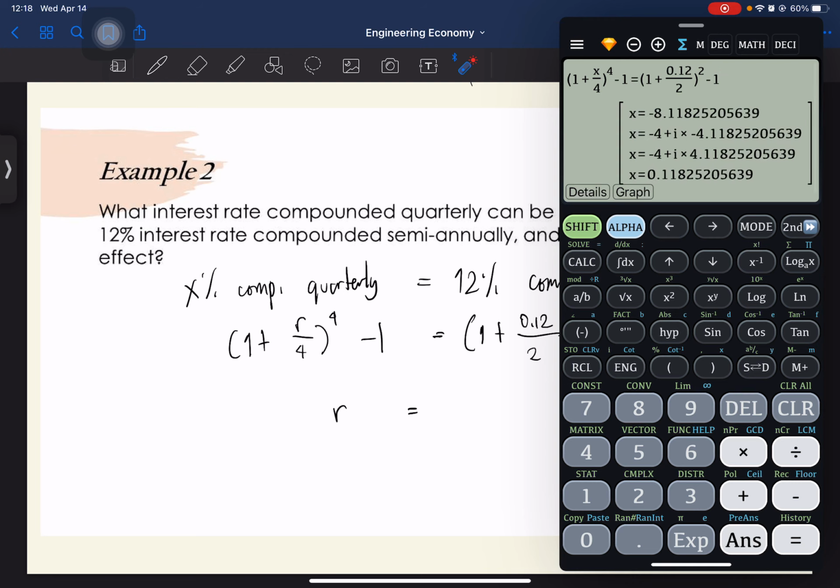Okay, then shift solve. Ayan. So, I think yung pinakasagot natin, kasi extraneous naman yung 4 eh. You can't have an imaginary root. Diba? So, the negative interest rate one is, of course, hindi pwede. So, ang sagot is 0.11825. So, that's 11.83%.